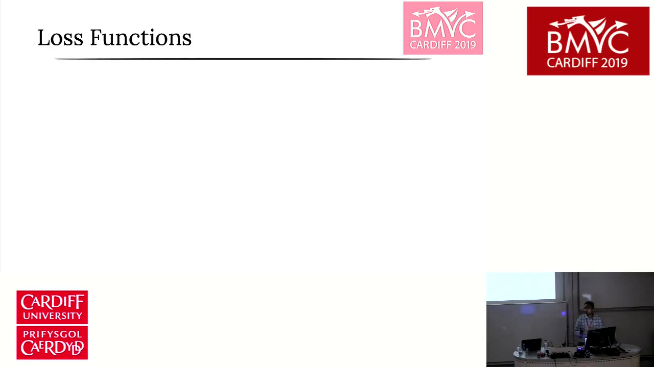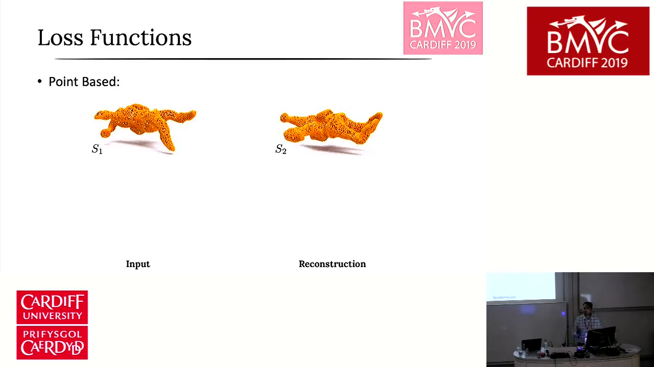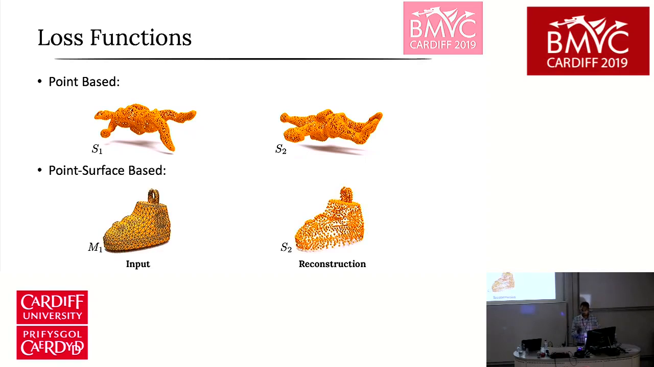But before talking about our loss function, let's briefly analyze what current loss functions are available today, particularly for point and mesh networks for 3D reconstruction. Briefly, they can be categorized into two. One is point-based, which tries to compute a dissimilarity between two point set distributions. The other is point-to-surface-based loss functions, which try to minimize the distance between the output or reconstructed points and the input surface. Let's look at some examples for each one of them.